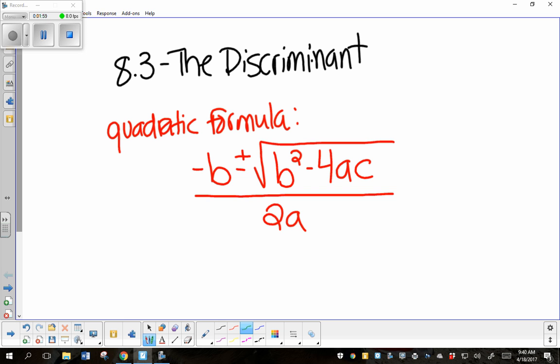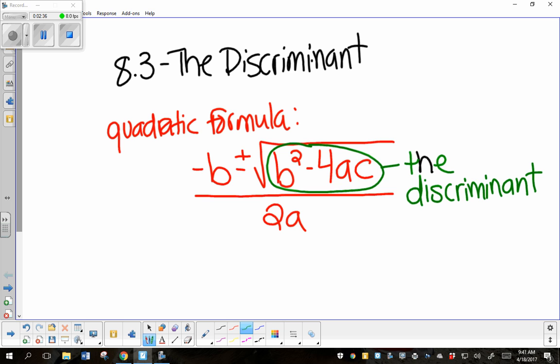All right, so within this quadratic formula, since there's a plus minus, how many answers will we have a lot of the time? 2 answers. Now there's one part of this formula that really determines how many answers we're going to have, and it is what is inside the square root. So this b squared minus 4ac is a really important part of the quadratic formula because it's going to end up telling us how many answers we have. And the name of this part of the quadratic formula is the discriminant.